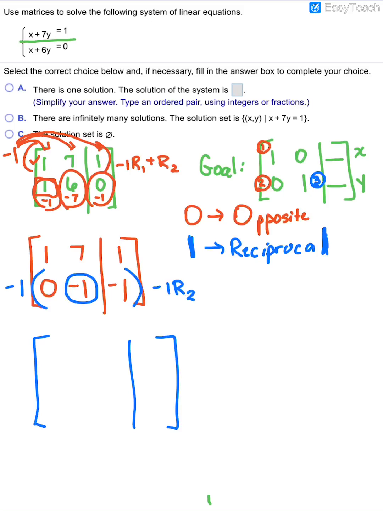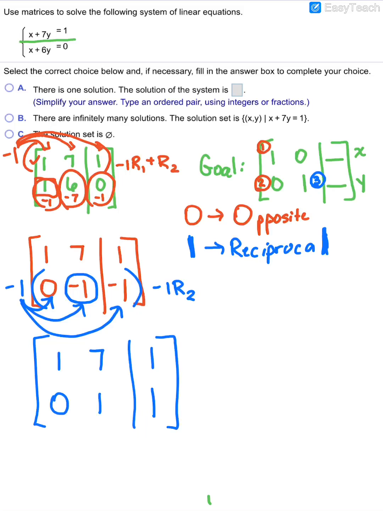So in this case, I can just go record my answers in a new matrix. Negative 1 times 0 is 0. Negative 1 times negative 1 is positive 1. Negative 1 times negative 1 is positive 1. Again, row 1 did not change during this process, so I bring it straight down into the new matrix.